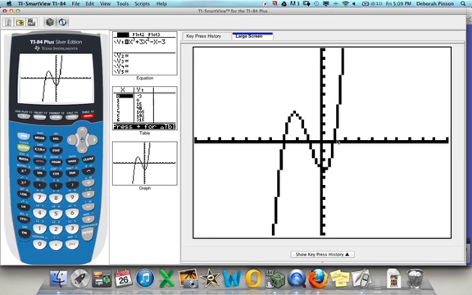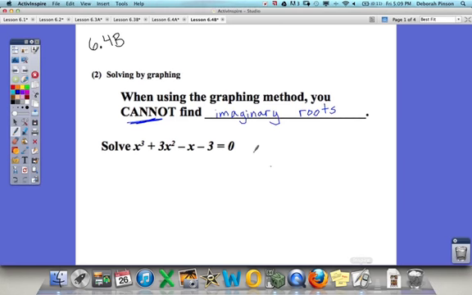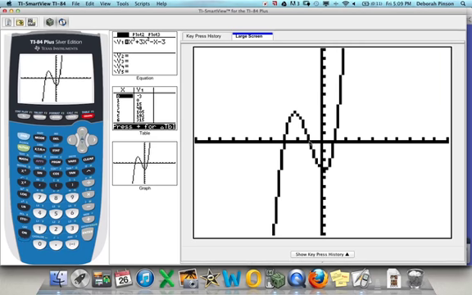1, 2, 3. So if I come back over here, I'm supposed to have 3 answers. None of those answers are imaginary. They're all real because I see them right here. Now it looks to me like my answers are 1, -1, and -3.